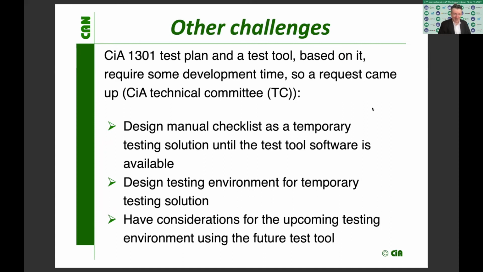So for this reason, we have to come up with another, interim solution, and the technical committee of CAN automation requested to design a checklist as a temporary solution until the test tool plan is done and the test tool is designed. There should also be an appropriate test environment designed for this kind of testing, for this manual checking. And we have to consider how to design a test environment for the upcoming test tool.